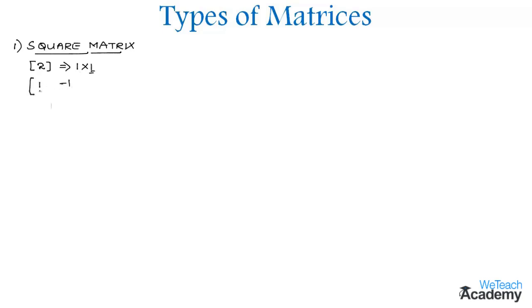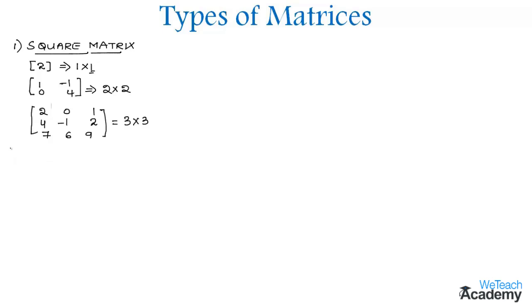And then, let me give one more example for this. Here this matrix is of order 2 by 2. So this matrix is called a square matrix as here rows equal columns. And now let us discuss a 3 by 3 matrix. This is a matrix of order 3 by 3 and it is also a square matrix of order 3.